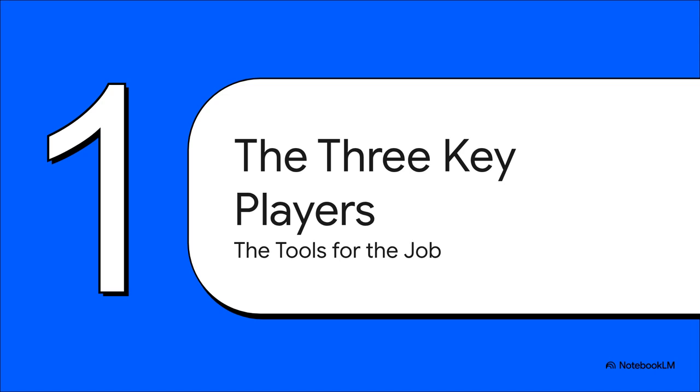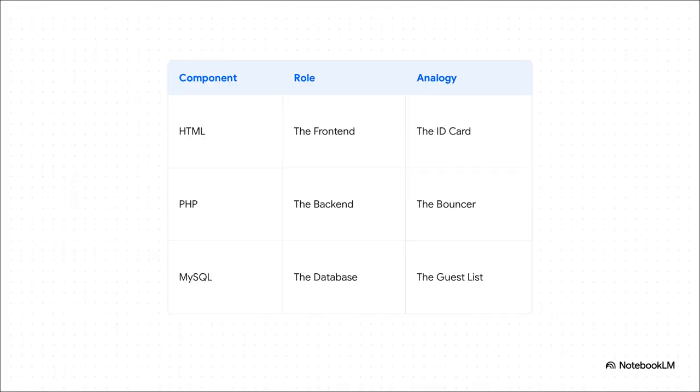To build our digital bouncer, we're going to need 3 key tools. These are 3 technologies that have to work together perfectly to keep our front door secure. So this table breaks down our whole crew. First up, you've got HTML. That's the login form you actually see and type into. In our club analogy, this is the ID card you hand over.